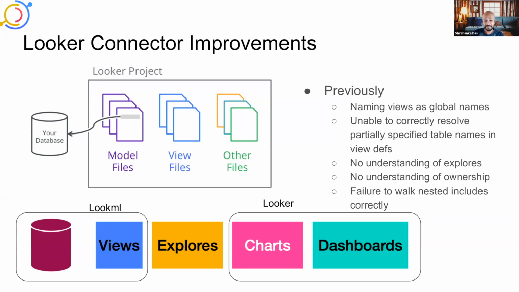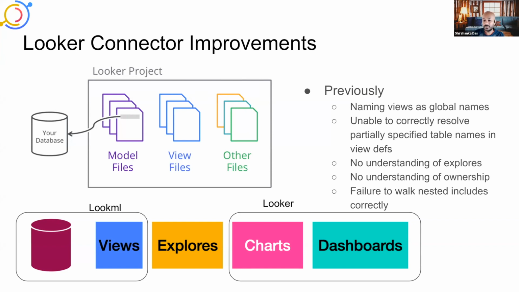Firstly, views were being named as global names, which looks great until it breaks, because you might have the same-named view in a different project, and then very soon you've got name collisions happening on views. There were some challenges with correctly resolving partially specified table names in view definitions. When you write SQL, you can write the full definition like a.b.c, database.schema.table, or you can just say table name, and Looker kind of does defaults. It did not understand explorers at all. So it was hoping to get to views from the charts, and it was making mistakes.